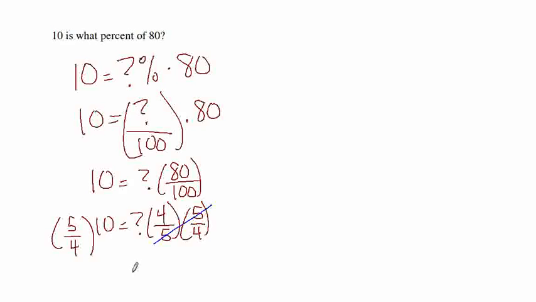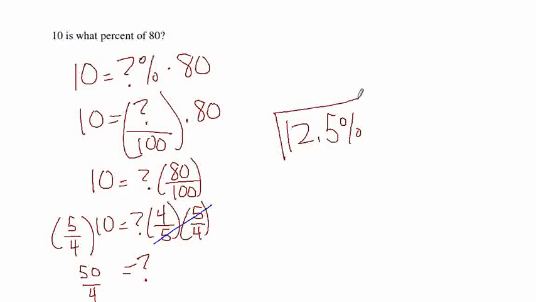So now what do I have on the right side? I just have the mystery number, and the mystery number is equal to 5/4 of 10, or 50 divided by 4. Okay, or 25 divided by 2, or 12.5. So to answer the question, 10 is what percent of 80? It's 12.5%. Okay?